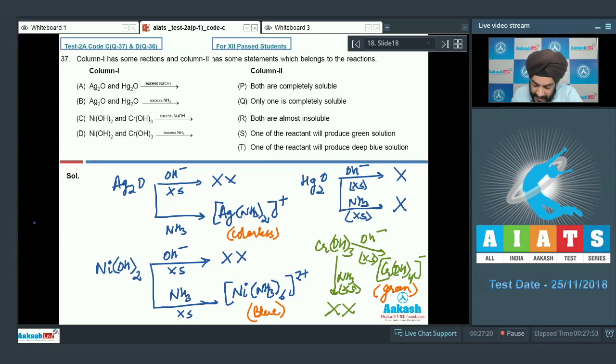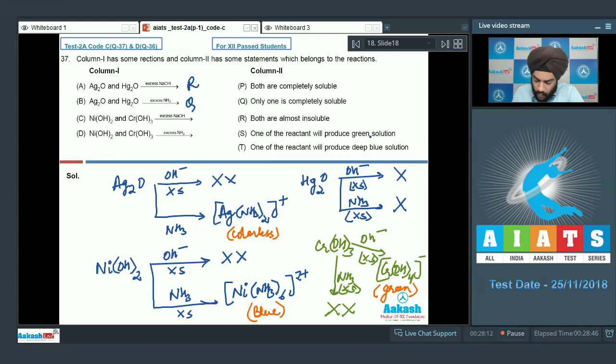So option A, Ag2O and Hg2O in excess NaOH. Students, we had already seen that both of them do not dissolve. So it has to be matched with option R. Let us look at the option B now. Ag2O and Hg2O are allowed to react with excess of ammonia. So we had seen that only Ag2O dissolves in excess ammonia owing to the complexation of Ag plus ions with ammonia ligand. So only one of them is completely soluble. So it has to be matched with option Q. And as far as the color is concerned, the color of the solution will be colorless. Both of these statements will be matched with option B.